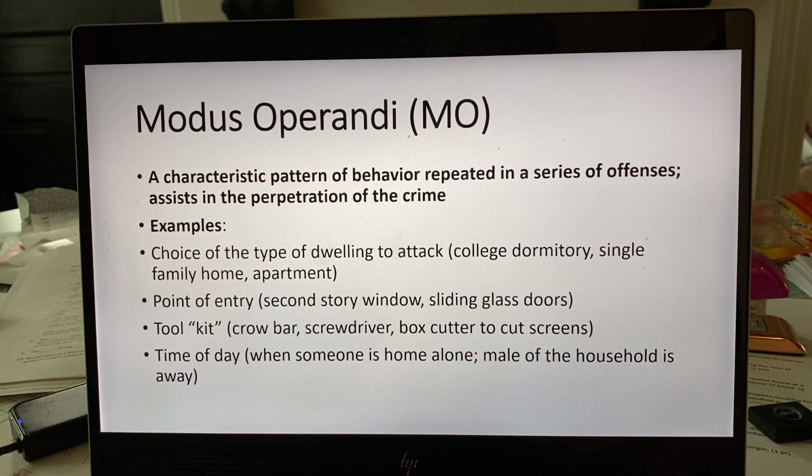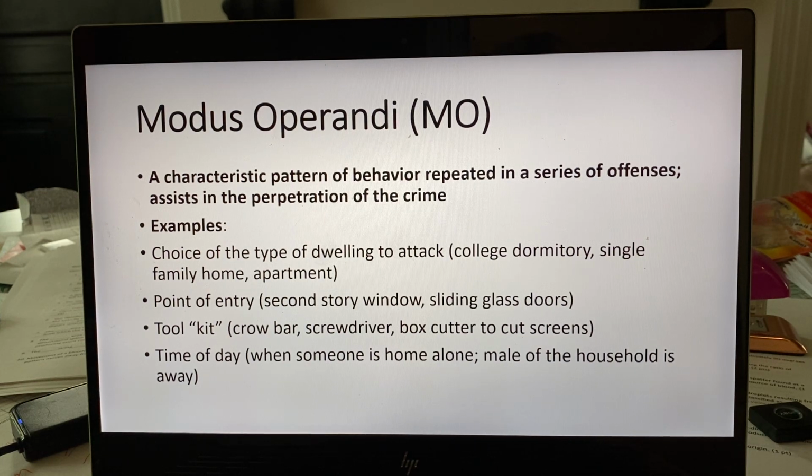Okay, so the MO tends to be repeated. However, the MO will change over time, because the offender is going to learn what doesn't and what does work, and they're going to work to improve so that they have a better chance of getting away with it. So it's definitely going to evolve and change.